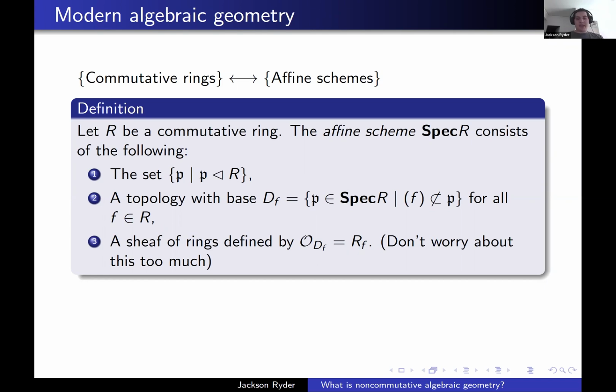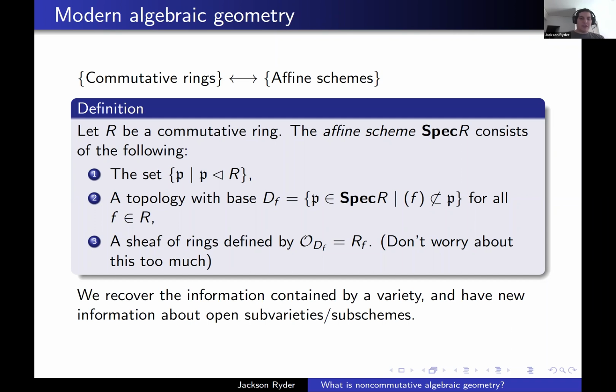And when we have an inclusion of open sets, we get a surjection of rings. Okay, but that's not too important for the moment. So these affine schemes actually recover all the information that is contained by varieties. If we just looked at maximal ideals, this would give us all the information that we had from a variety, but now we actually get more. It's a richer kind of theory because these prime ideals, which aren't maximal, give us information about open subvarieties or subschemes. So we get a bit more than what we had with just varieties.